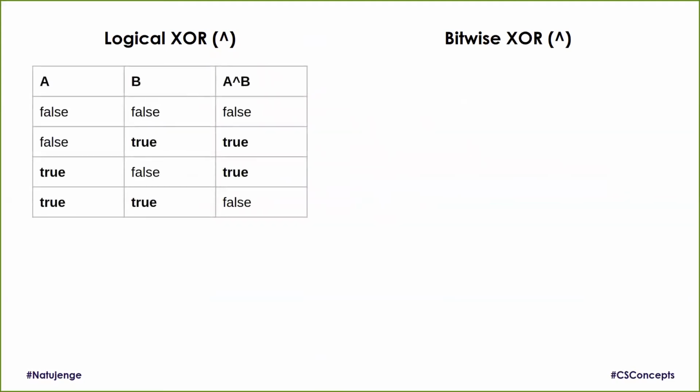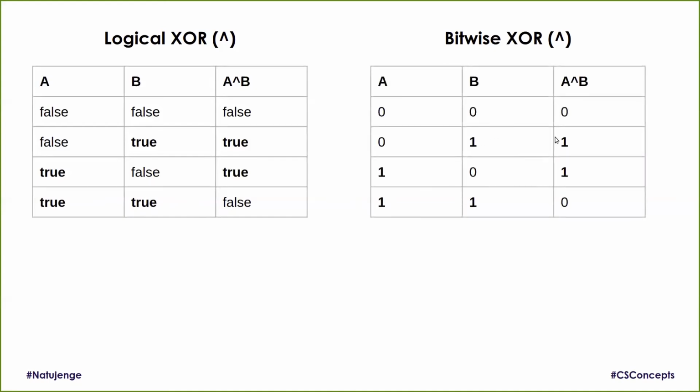So the truth table for the logical XOR is it's always false if both A and B are the same. So false, false gives us false, true, true gives us false. And it's the same case with bitwise. 1, 1 gives us 0, 0, 0 gives us 0, otherwise the rest are 1.